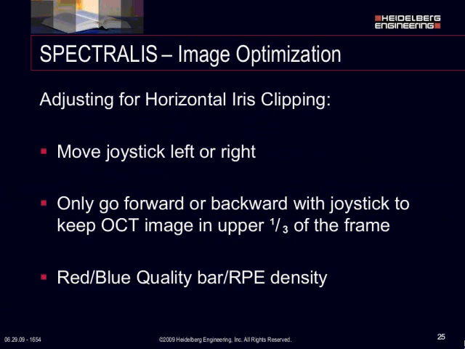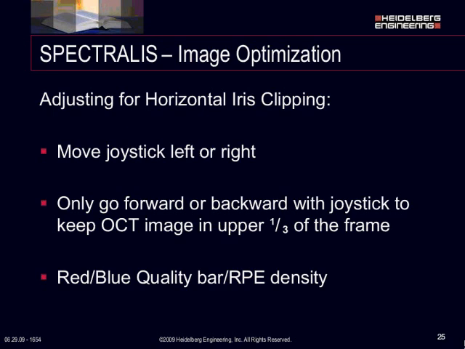Once you get that image set exactly where you want, sometimes you'll notice that on the left-hand side or the right-hand side of the OCT image might be a little bit brighter or darker than the other. What that is, is you're either clipping part of the iris or you're not quite in the center of the pupil. So if on the left and right-hand side the image isn't optimal, it's a left-right hand movement with the joystick.